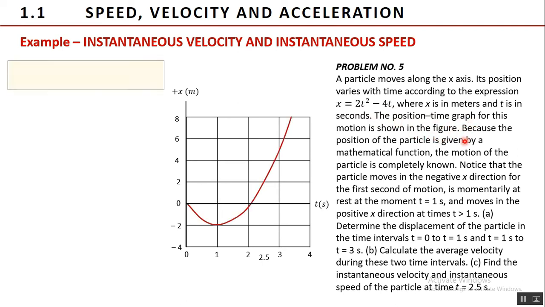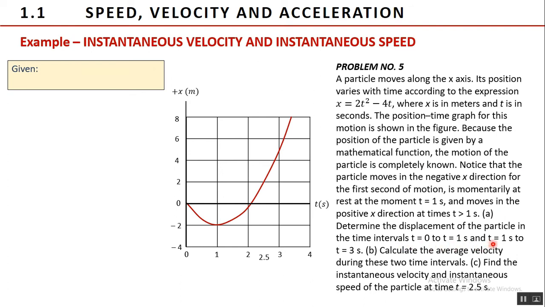Because the position of the particle is given by a mathematical function, the motion of the particle is completely known. Notice that the particle moves in the negative x direction for the first second of motion, is momentarily at rest at time t = 1 second, and moves in the positive x direction at times t greater than 1 second. Letter A. Determine the displacement of the particle in the time intervals 0 to 1 second and 1 second to 3 seconds.